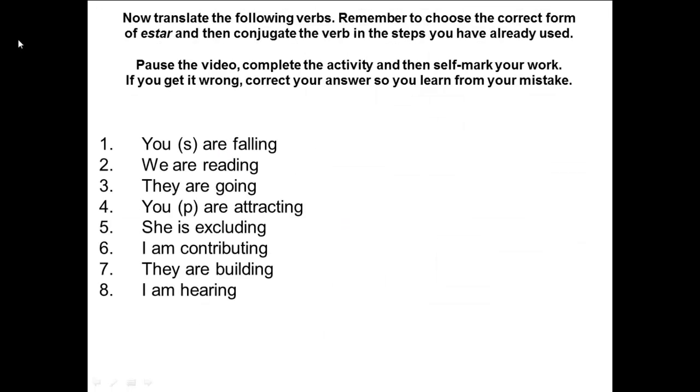Now translate the following verbs. Remember to choose the correct form of estar, and then conjugate the verb in the steps you've already used. But remember, these all follow a slightly different pattern as per the chart that you've just copied down. Maybe try thinking out in your head before you actually write it down. But if you need to, check the chart that you've just copied down as a reference tool. Pause the video, complete the activity and then self-mark your work. And remember, if you get it wrong, correct your answer so you learn from your mistake.